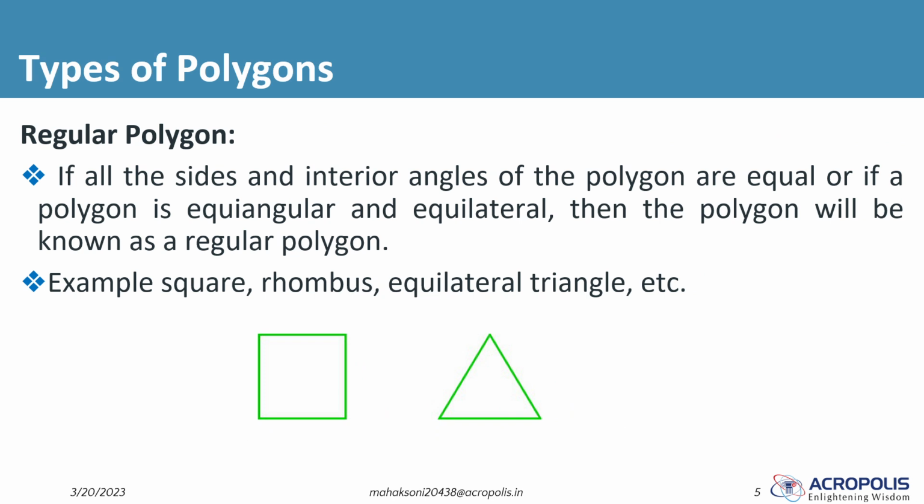Now, what are the types of polygons? So, there are four types of polygon. First one, regular polygon. What is regular polygon? So, if all the sides and the interior angles of the polygon are equal, or if a polygon is equiangular and equilateral, then the polygon will be known as regular polygon. So, examples of regular polygons are square, rhombus, equilateral triangle. Here all the sides are equal and interior angles are also equal.